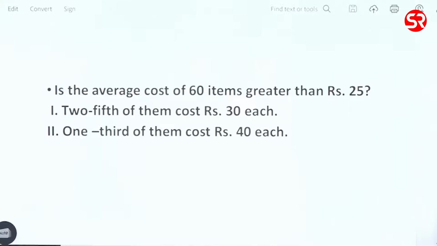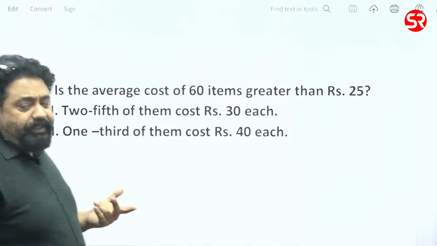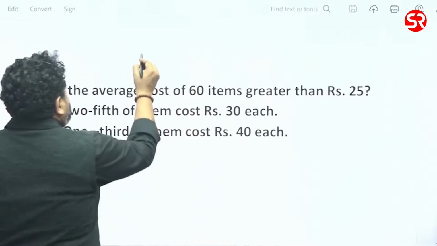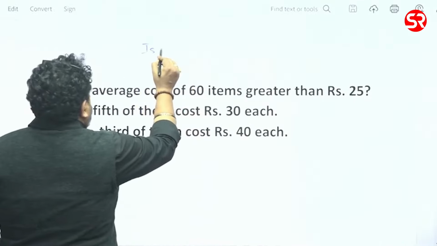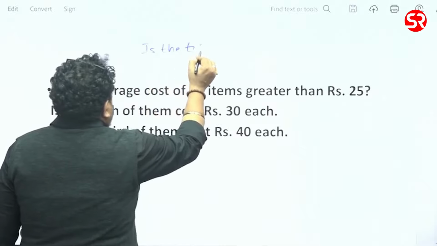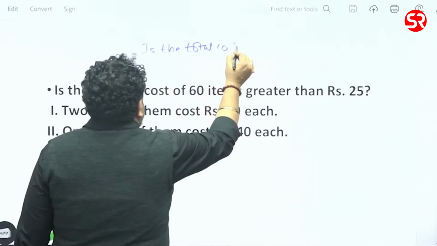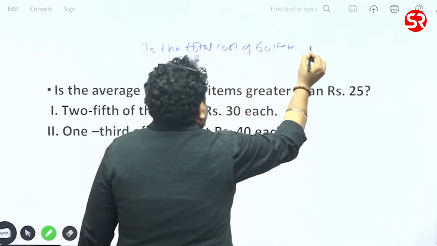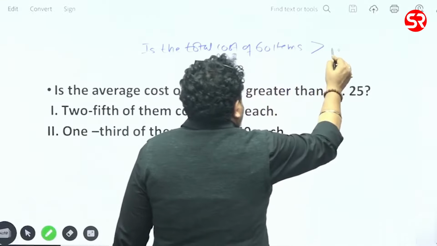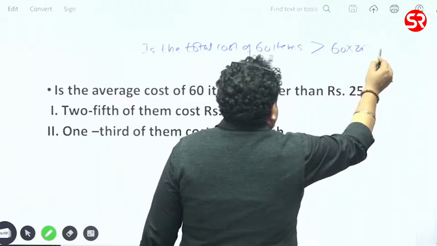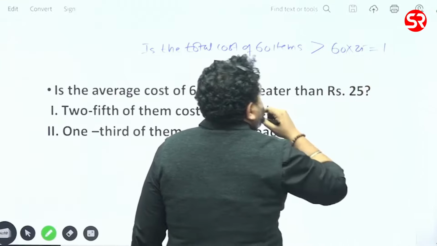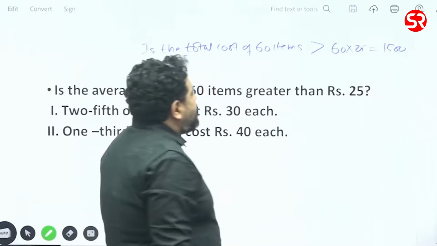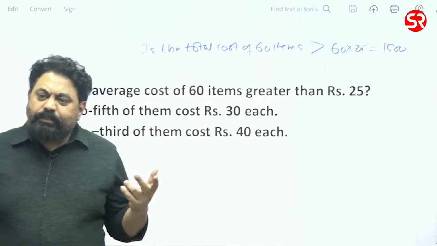He says, is the average cost of 60 items greater than 25? Which means the question is exactly, is the total cost of 60 items greater than 60 into 25, which comes out to be 1500. And guys, 1500. Is the total cost of 60 items greater than 1500 rupees?